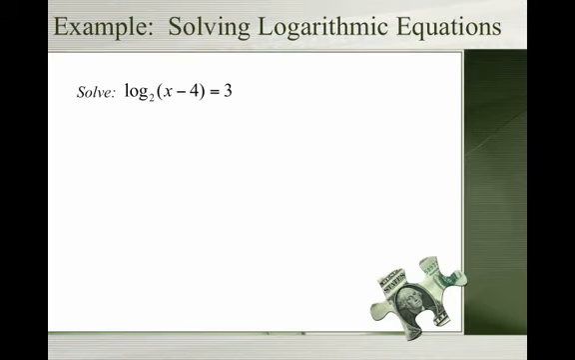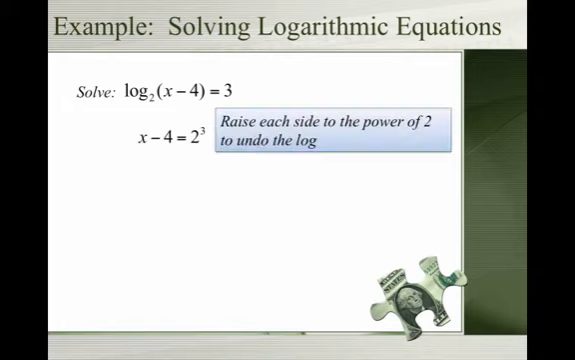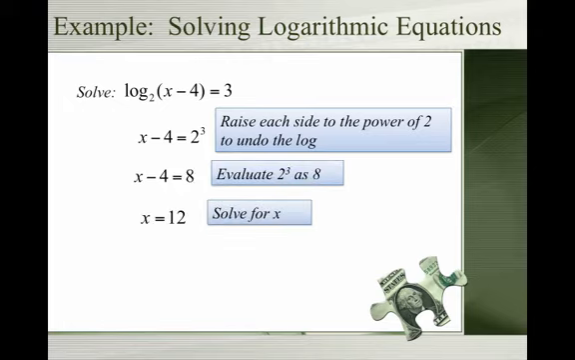All right, so let's look at an example. Log base 2 of x minus 4 equals 3. All right, well, what was our first step according to using the definition of the logarithm? Well, this is where we're going to raise both sides to the power of 2. All right, so raise each side to the power of 2 to undo the log. Okay, so now I have something I can actually solve. I can evaluate 2 cubed as 8, and then I can add 4 to both sides and get 12. I'm thinking 12 is my answer, but we do need to check it.